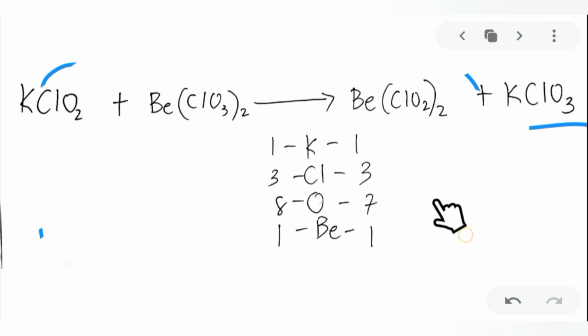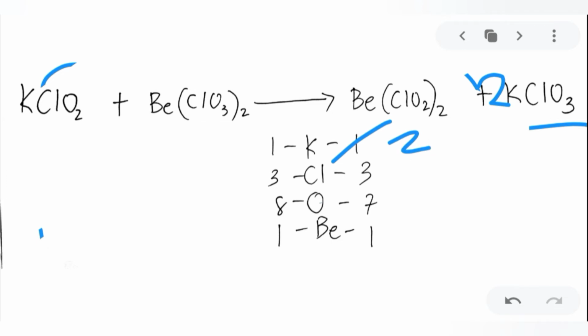On the product side, we have here 1 piece of potassium. For chlorine, let us say we have 1 and then 2 times 1. 2 plus 1, that is 3 here. For oxygen, we have 2 times 2, that is 4. And then plus the oxygen here, which is 3, that is 7. And then for beryllium, we have 1 piece of that. To balance this equation, I guess we need to put 2 here. So on the product side, we have now 2 pieces of potassium.